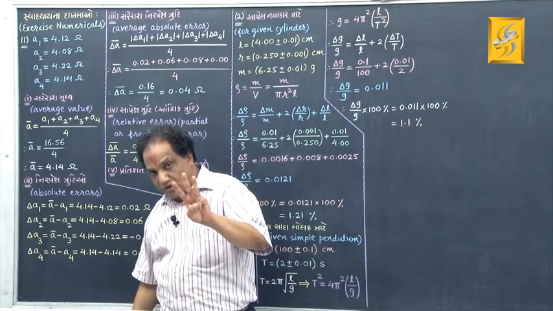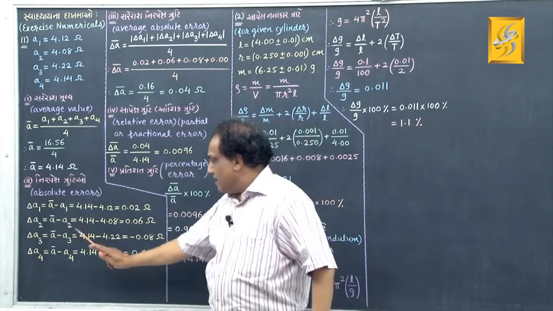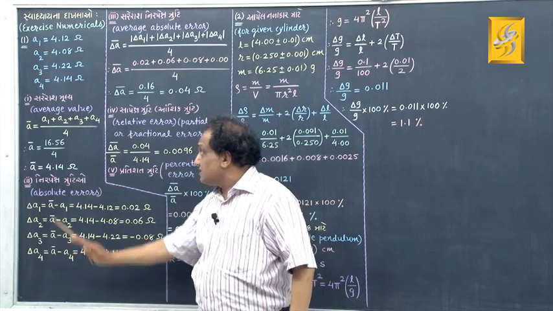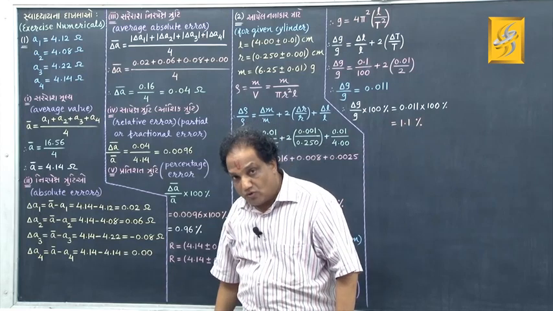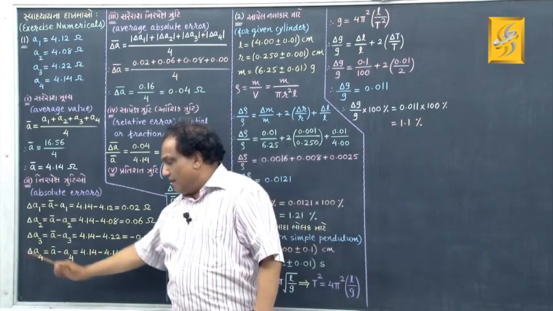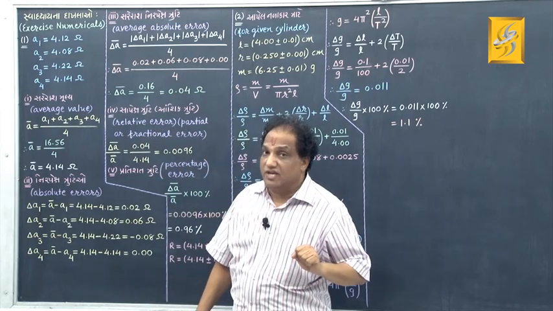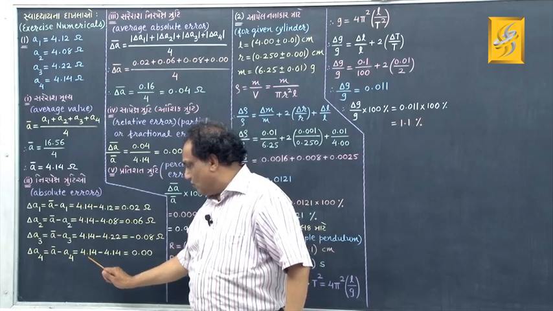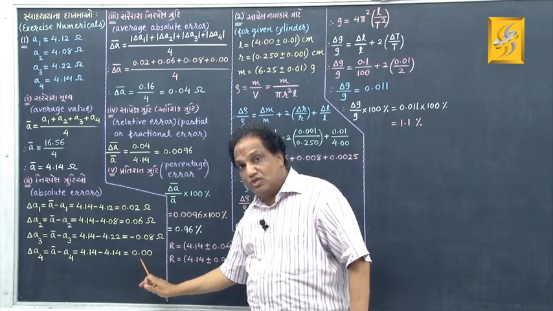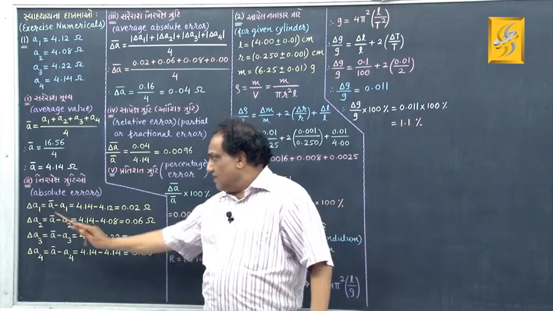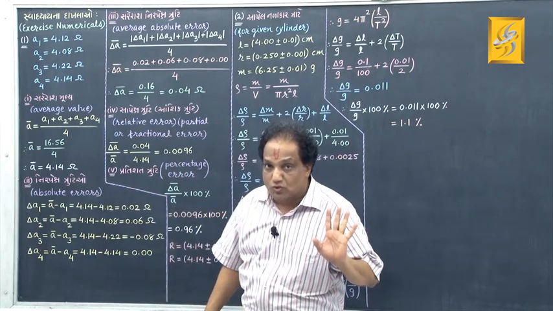Absolute error in third observation is delta A3, which is A bar minus A3. A bar is 4.14 minus A3 is 4.22. Subtraction comes out to be minus 0.08 ohm. Absolute error in the fourth observation is delta A4, which is A bar minus A4. A bar is 4.14 minus A4 is 4.14. Subtraction comes out to be 0, correct. Remember, the absolute error may be positive, may be negative, may be 0 also, correct.